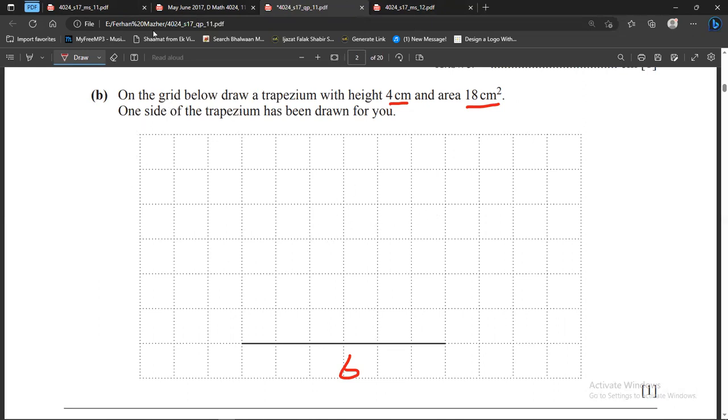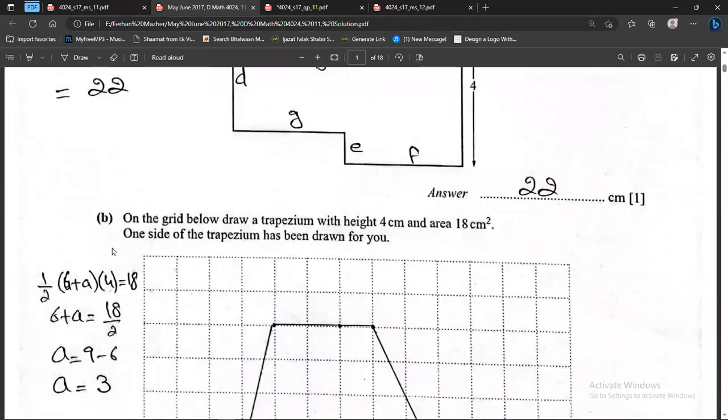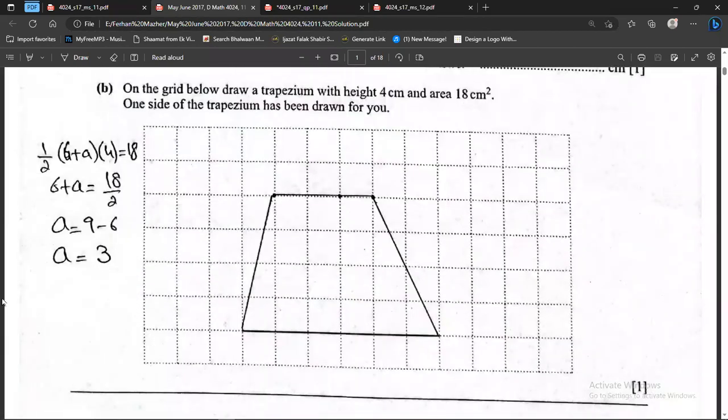I know the height of the trapezium, I know the area. So it's simple. You see, I know the area, that is 18, and I know the height of the trapezium, that's 4. I know this lower side, that is 6. I don't know how much this side is, so let me say this is A. So it will be 1 by 2 bracket 6 plus A bracket close into 4 equals to 18. So 6 plus A will be equals to 18 by 2.